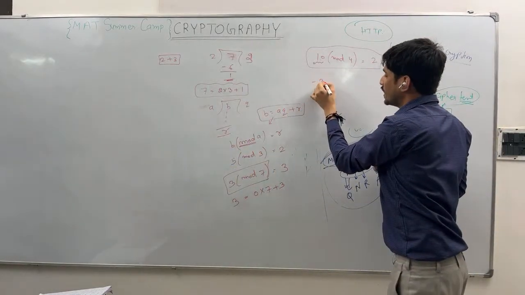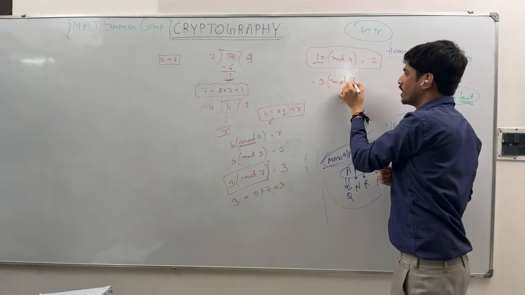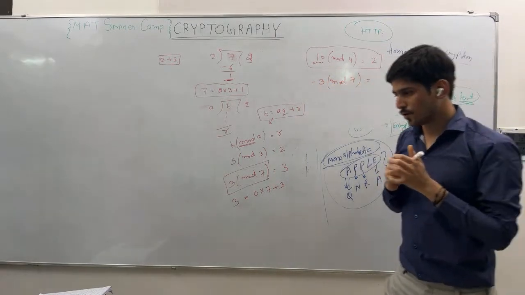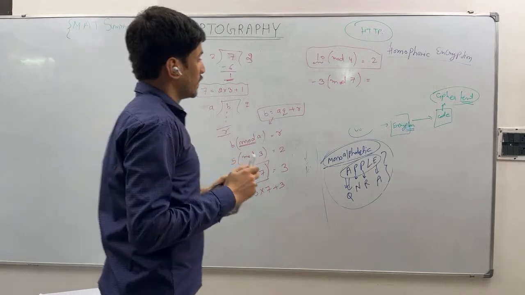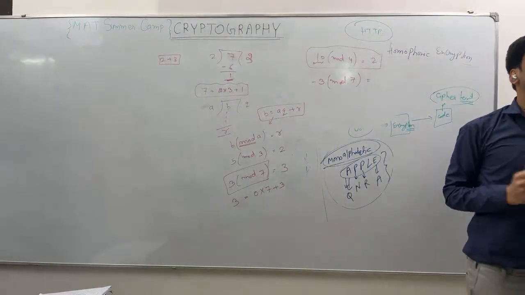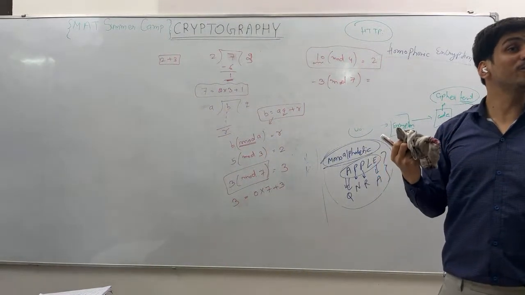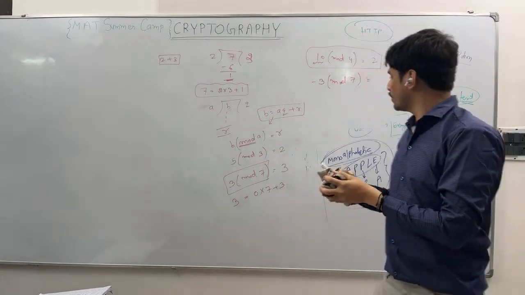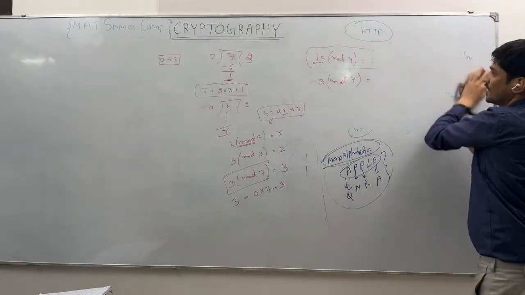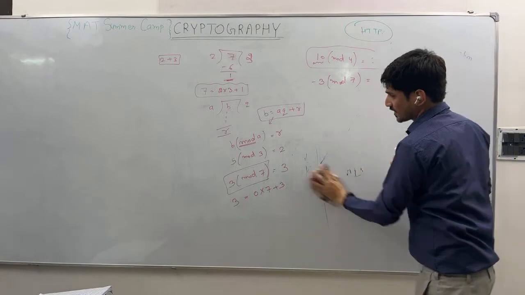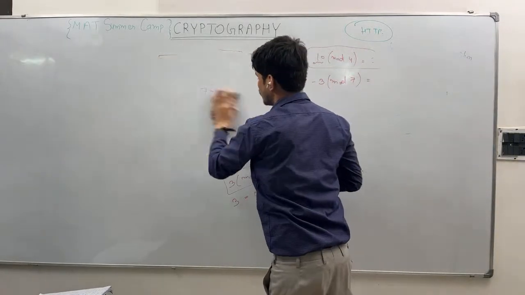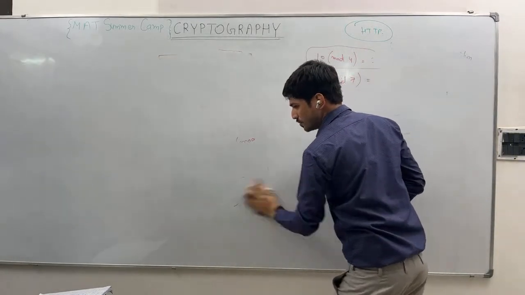Okay. One more. Let's say you have minus 3 mod 7. What should be the answer? All of you try. All of you know the remainder can never be negative. So what do we do when we get a negative remainder? Okay, I'll give you some method.